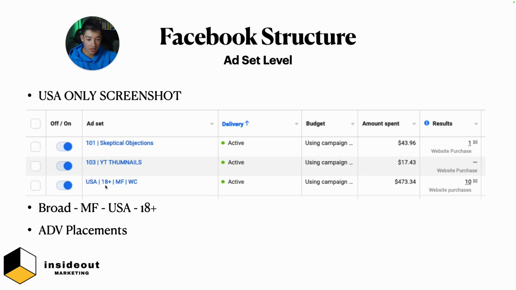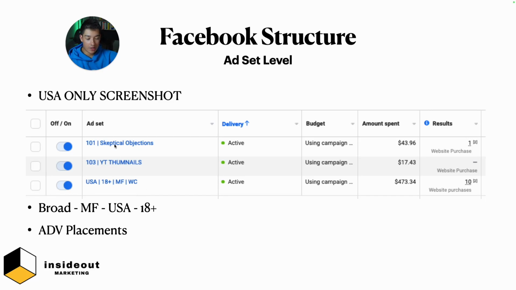So it's USA 18 plus, male, female, and then WC for winning creative. So we're putting all of our winning creatives in here. This is our control group. This is why it's getting most of our spend and most of our purchases because it's our best creatives. And we're using Advantage Plus placements. We're letting Facebook place our ads where it thinks it's best because we trust Facebook's AI and the machine learning, right? We don't want to mess and go against the grain.